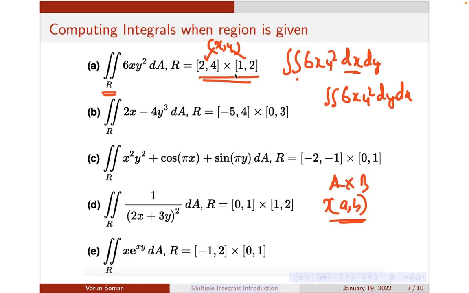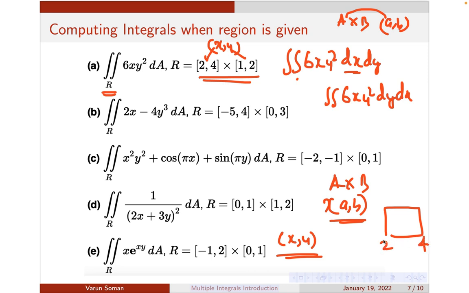Why is it so? What is your region actually? Your region consists of coordinates like this, x comma y. And where is this coming from? This is coming from the cross product of two sets. We have studied set theory in your lower classes, so A cross B. Your points will be coming like this only, (a, b), where a is coming from the first set and b is coming from the second set. So your x is coming from the set [2, 4] and y is coming from the set [1, 2]. So your region is actually like this, where x is varying from 2 to 4 and y is varying from 1 to 2. So that's the region here.